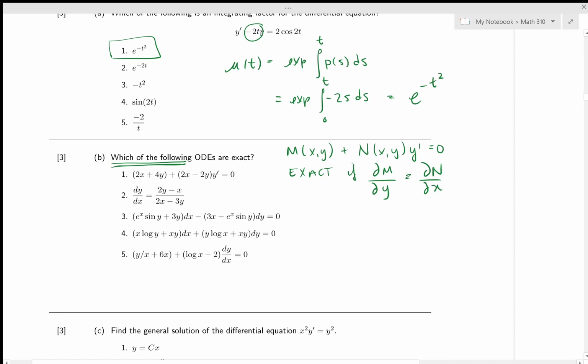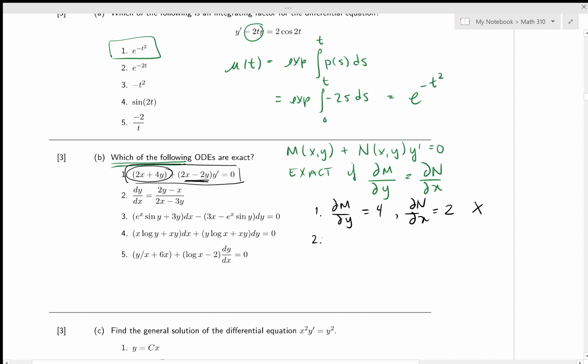So I just need to go through and check that for each one of these differential equations. So I will do the first one. I'm looking at this one here. I can see that M is 2x plus 4y and N is 2x minus 2y. So I calculate dM by dy, and that is going to be 4, taking the partial derivative with respect to y. And then I take dN by dx, and that is this function right here. I take the partial derivative with respect to x and I get 2. 4 is not equal to 2, so this one is not exact.